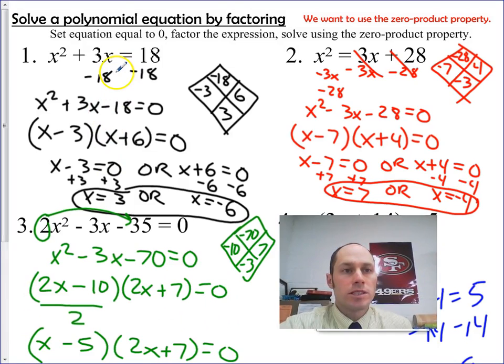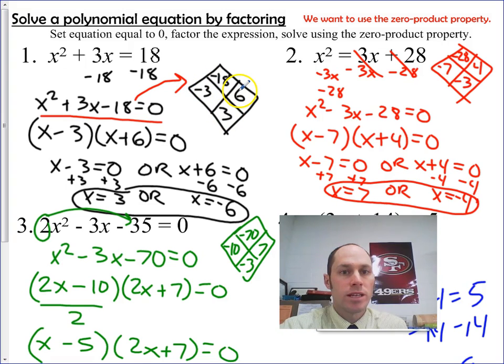So as we take a look at our first example, we want to get the equation equal to 0. And so I did that. And then I want to factor the expression. So 3 terms, it's a trinomial. It's back to our diamond that we did last unit. So think factors of negative 18, the sum of 3: negative 3 and 6. So x minus 3, x plus 6.